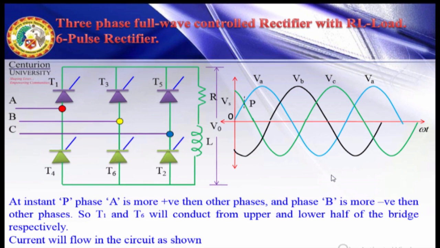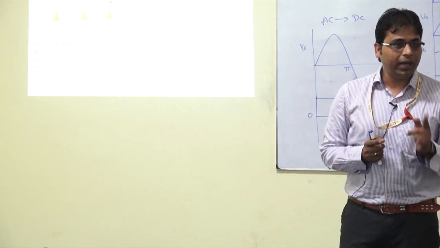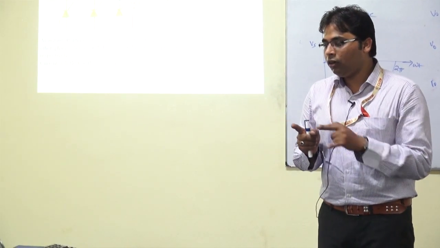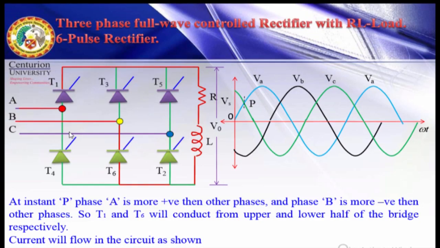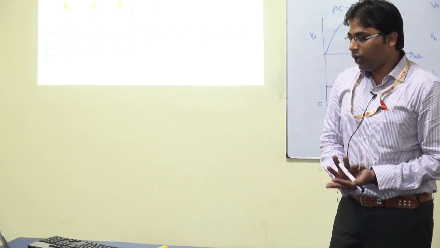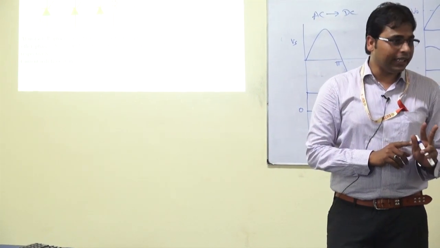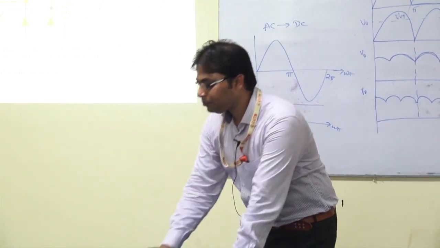If T1 and T6 conduct, the current will flow in this path: A, T1, then the load, that is resistance and inductance RL, then T6 and back to B. This is the current flow of phase A and phase B when thyristors T1 and T6 are conducting. At that time, this is the direction of current flow. So 2 thyristors will conduct at a time.